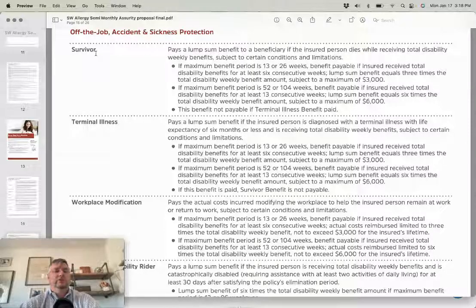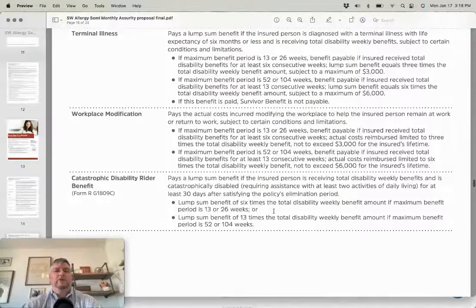Okay, here we go. So survivor pays a lump sum benefit to the beneficiary if the insured person dies while receiving total disability weekly benefits subject to certain conditions and limitations. If the maximum benefit period is 13 or 26 weeks, benefit payable if insured received total disability benefits for at least 6 consecutive weeks. Lump sum benefit equals 3 times the total disability weekly benefit amount subject to a maximum of $3,000.